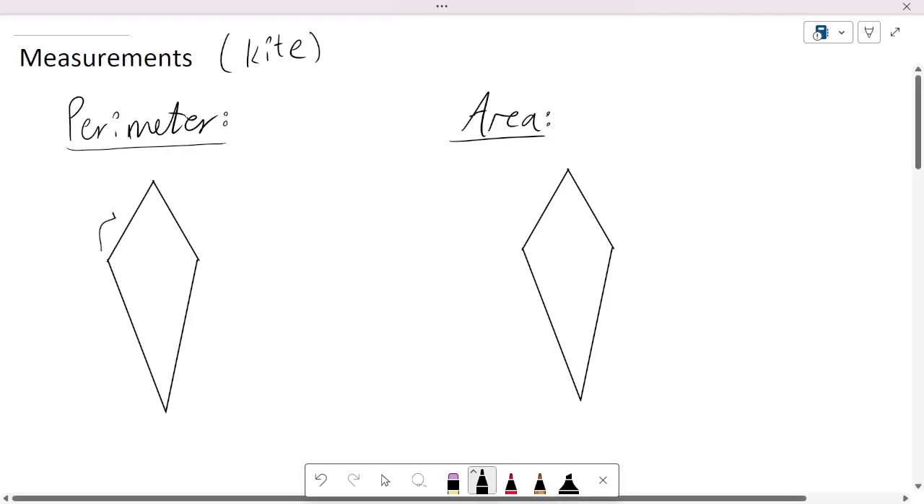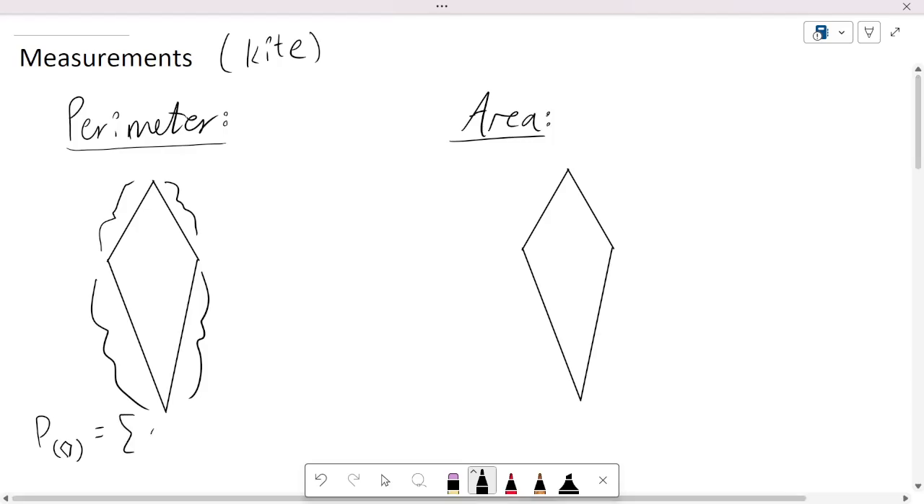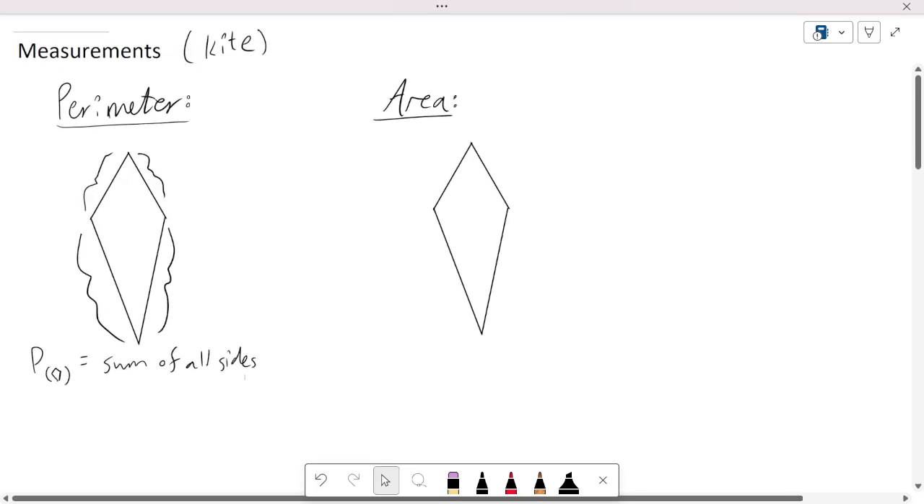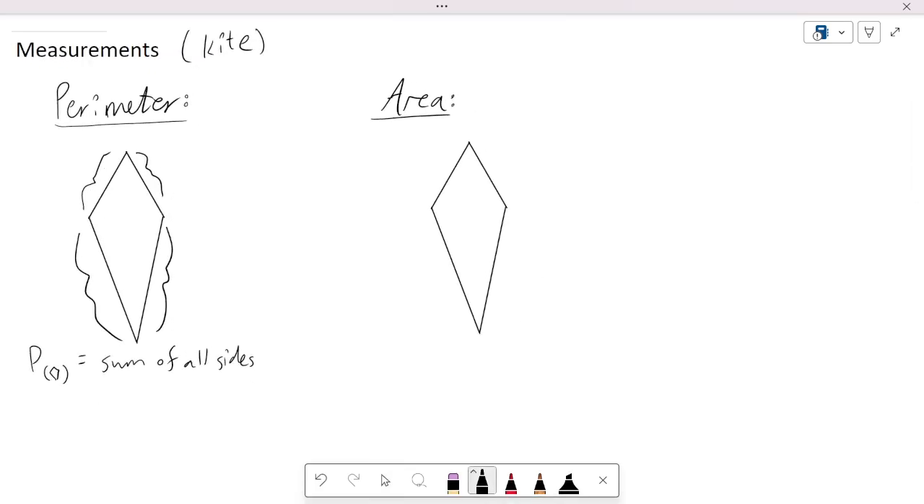So once again, the perimeter, just take this side, take that side, take this side, and take that side. And then the perimeter of the kite is just going to be equal to the sum of all sides. Okay, sorry about that. Now the area. Now I want to just quickly zoom out like this so that we have more space. All right, cool.